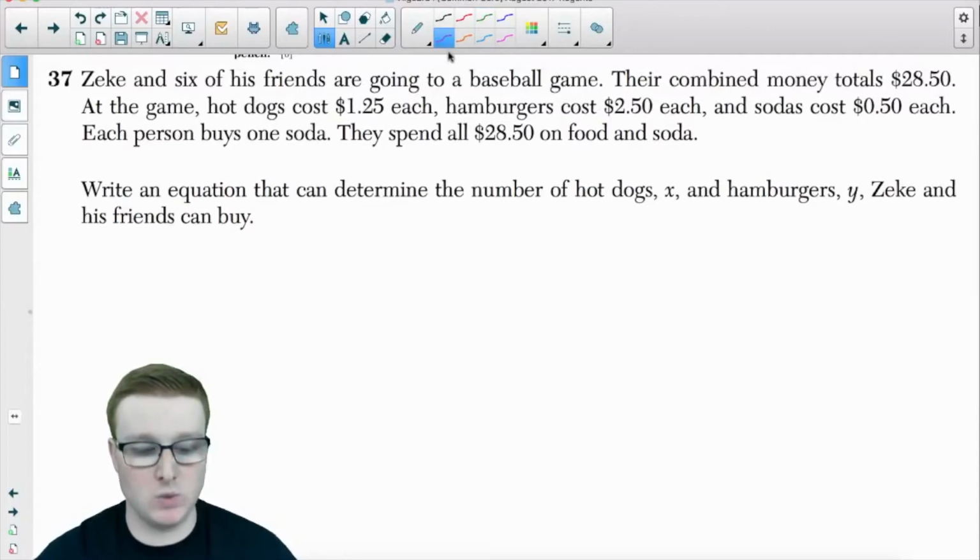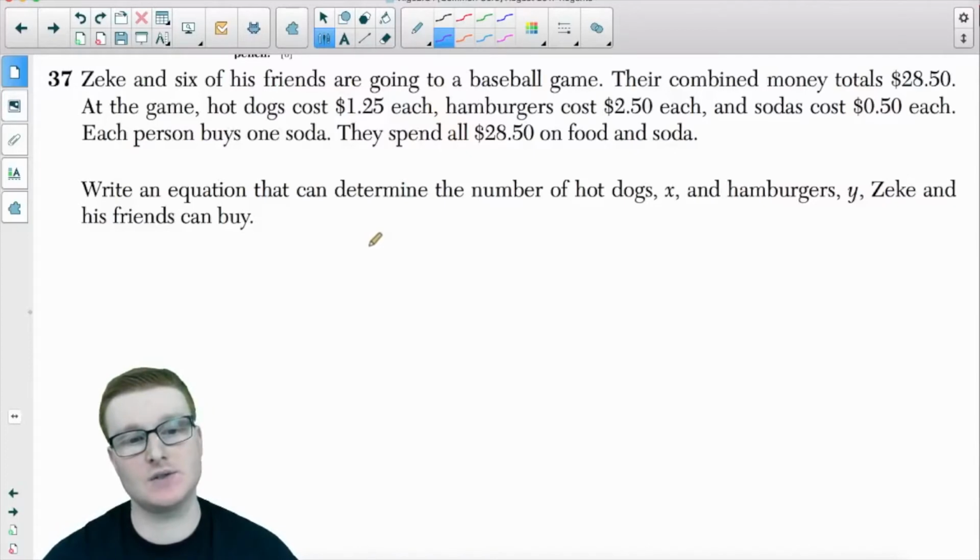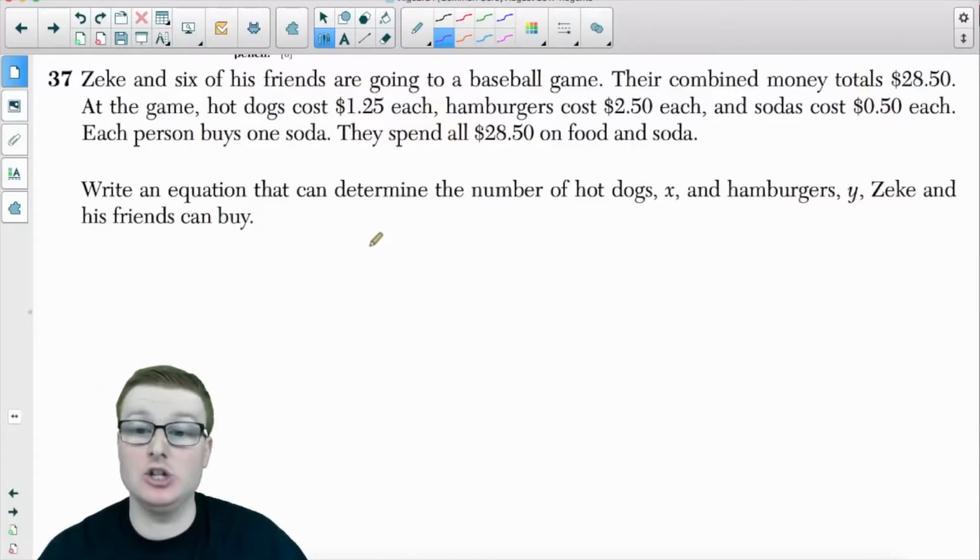Okay, 37. This one was not tricky, but you had to read carefully. Zeke and his 6 friends are going to the baseball game. Their combined money totals $28.50. At the game, hot dogs cost $1.25 each, hamburgers cost $2.50 each, and sodas cost 50 cents each. Each person buys 1 soda. They spend all of $28.50 on food and soda.